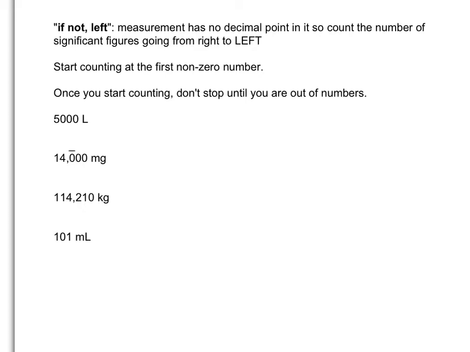Now with this measurement, 5,000 liters, we have no decimal point, and so we're going to count to the left. The first number is a zero. The second number is a zero, and the third number is a zero. So we're going to skip all those. That leaves the 5, and that's 1 significant figure.